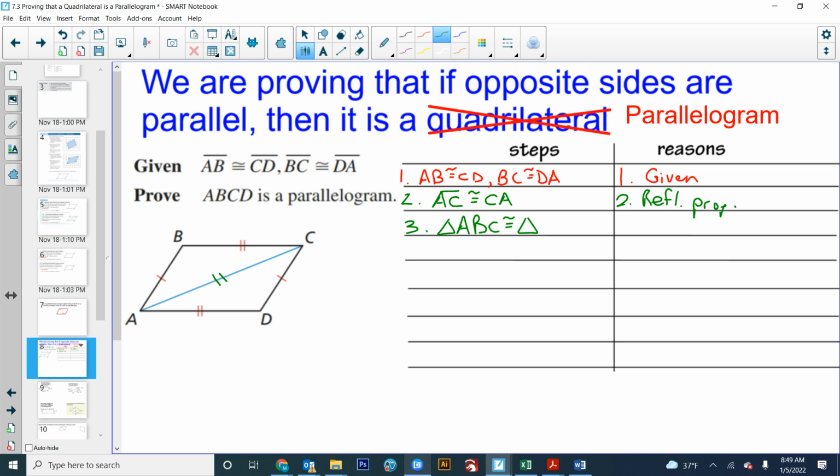What would the correct order be? ABC, and then what did you say? CDA? Is that what you said, Olivia? Yeah. CDA. By which of the five? SSS. And then you get to pinpoint which one you want to use CPCTC on.